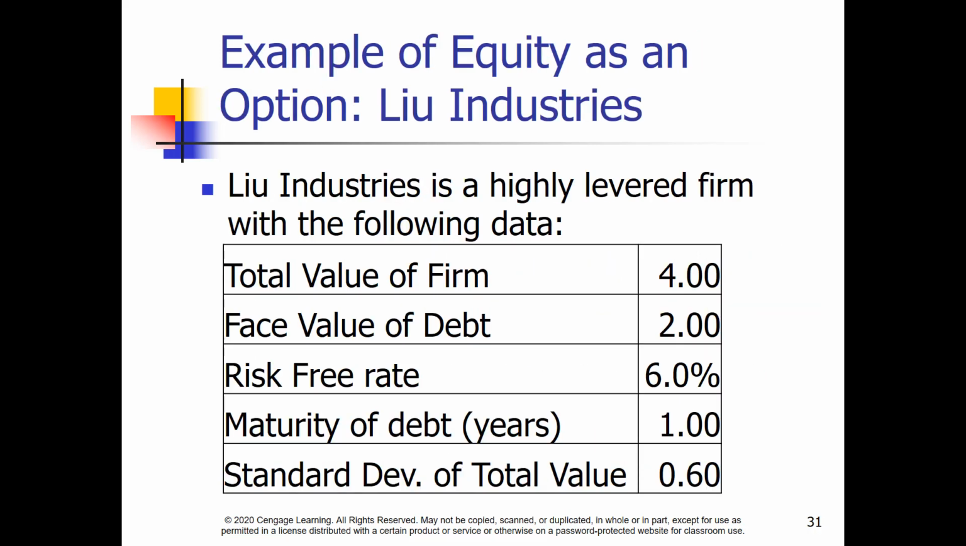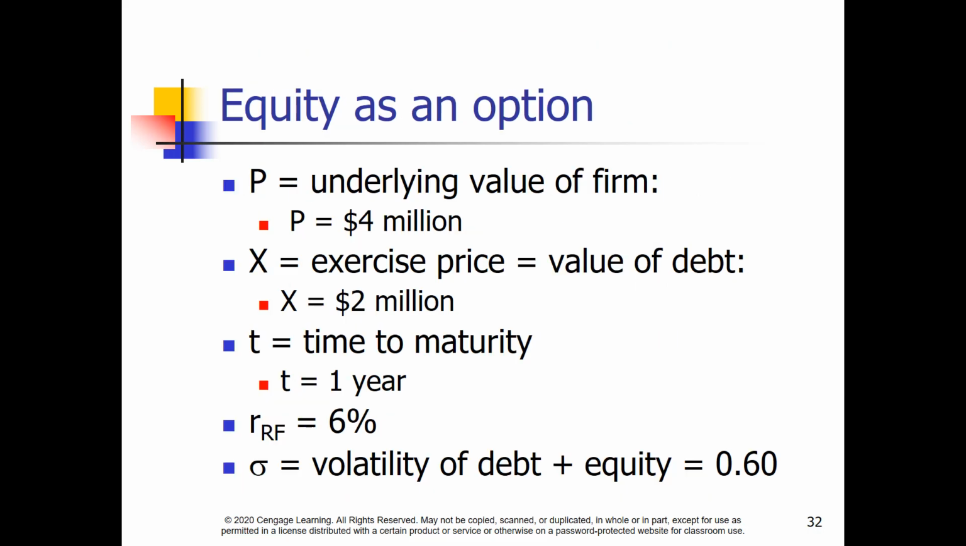Suppose this firm has zero coupon debt with a face value of $2 million. Current total value of the firm is $4 million. The choices are: the firm pays off the $2 million in debt and the equity holders keep the firm. Or the firm defaults on the debt and the debt holders foreclose. Equity holders get nothing.